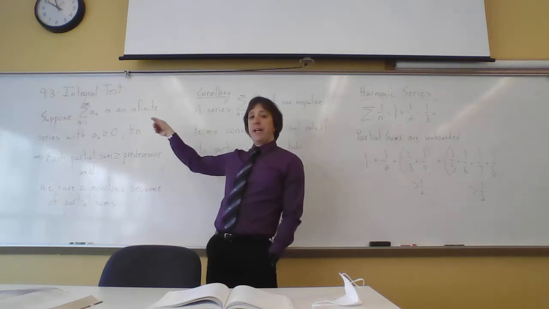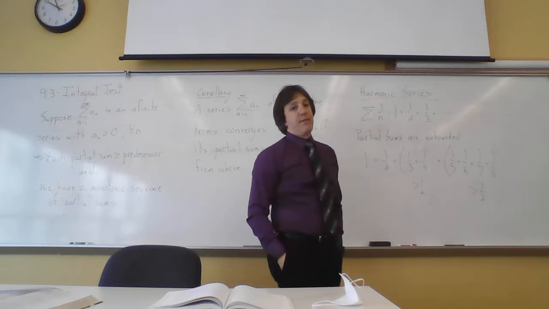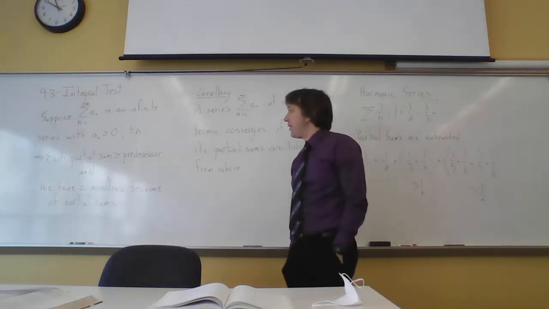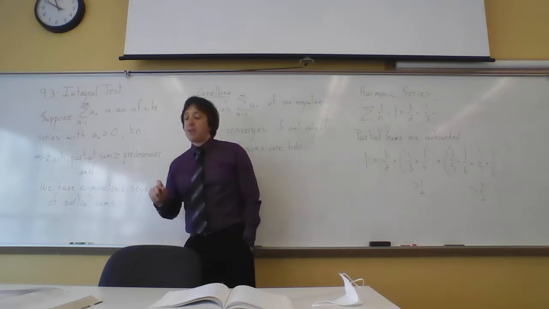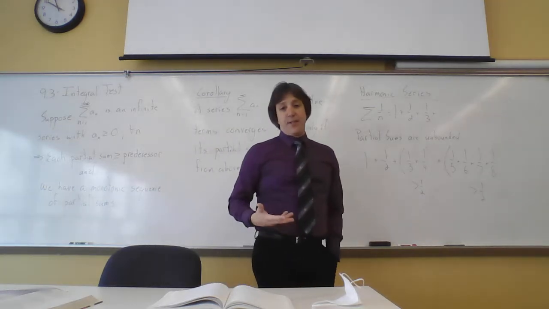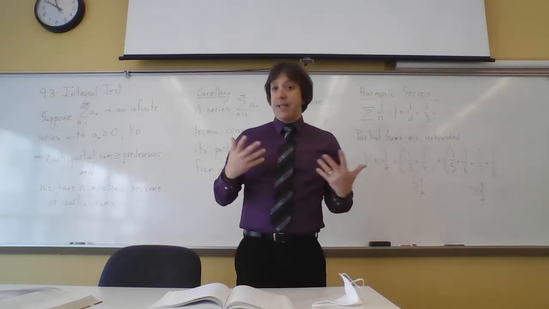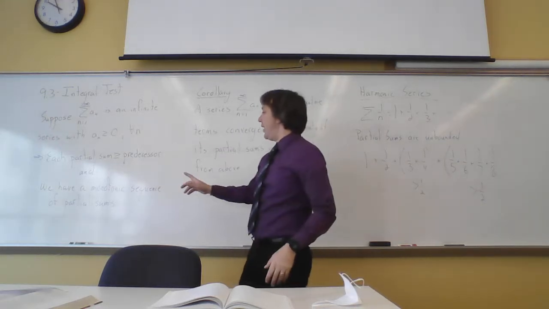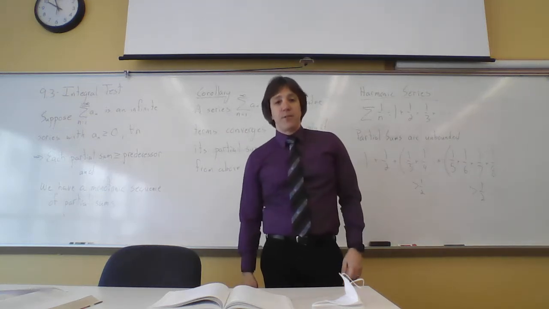But let's suppose that we have an infinite series with all the terms being positive, or at least not negative, greater than or equal to 0. This is going to give us a couple of things. Each partial sum has to be bigger than its predecessor. That's because if you keep adding positive things, your sum keeps getting bigger. And so we have a monotonic sequence of partial sums.